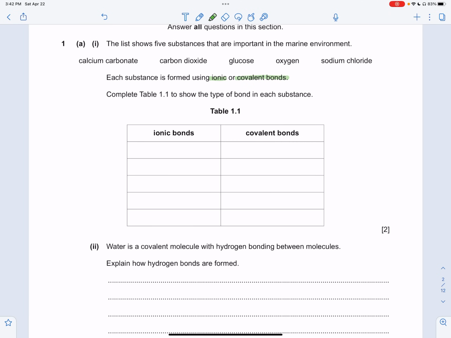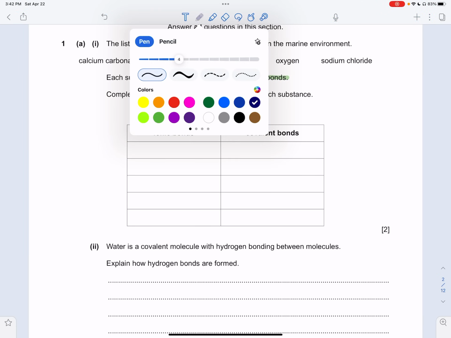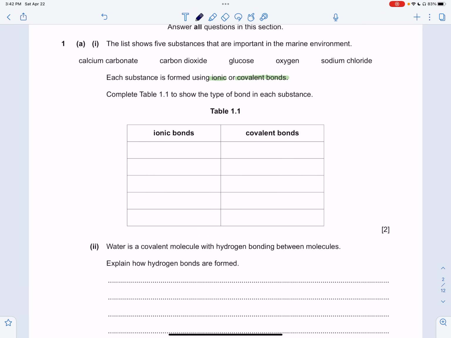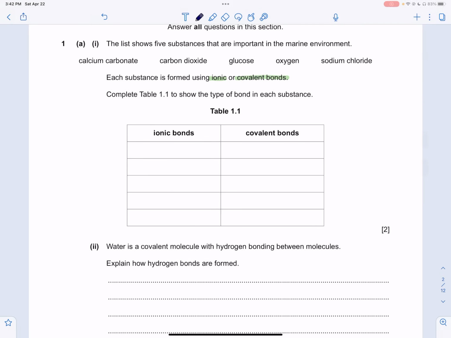For your first one, that's just a quick flashcard review, honestly. Your ionics are going to be the calcium carbonate. Calcium is a metal, carbonate's a nonmetal. Sodium chloride. Sodium is a metal, and chlorine is a nonmetal. I'm going to use their chemical formula.